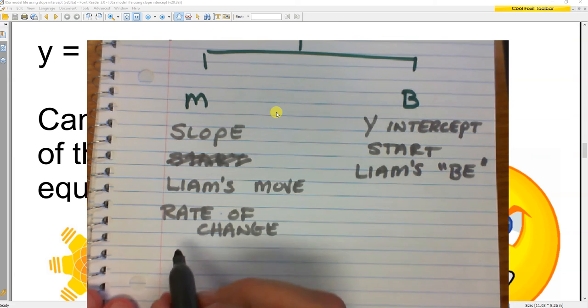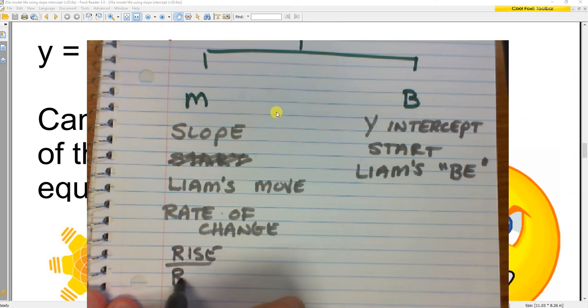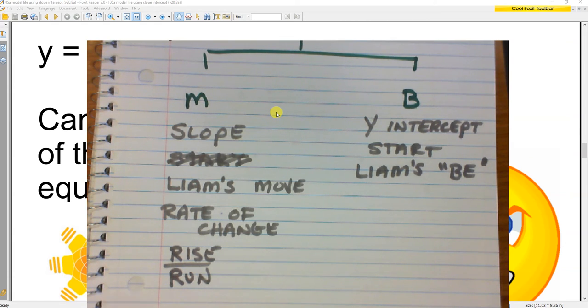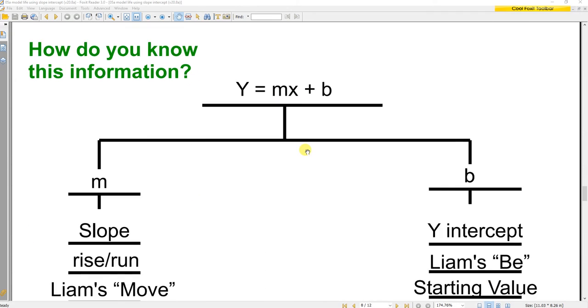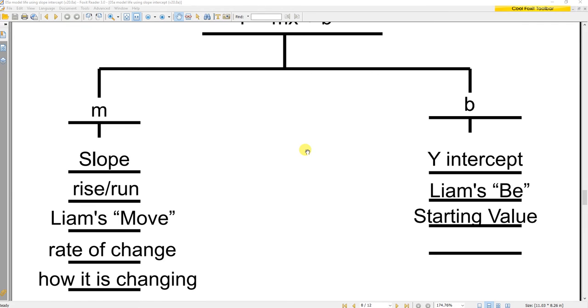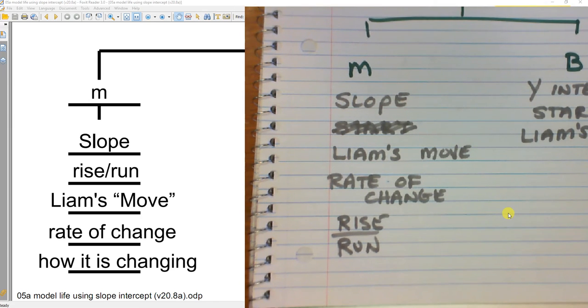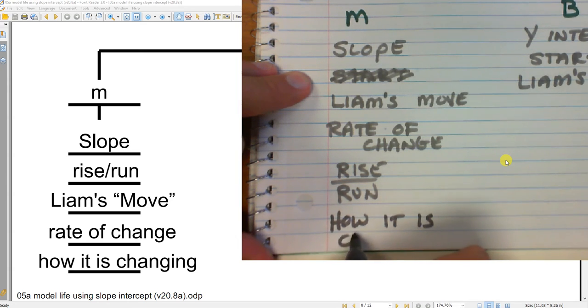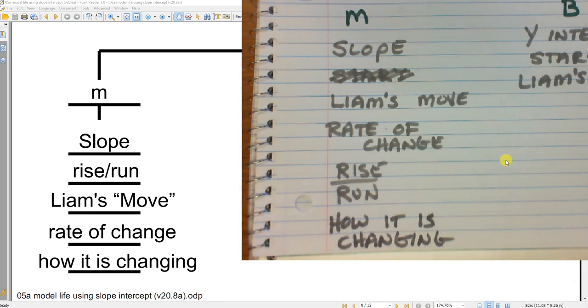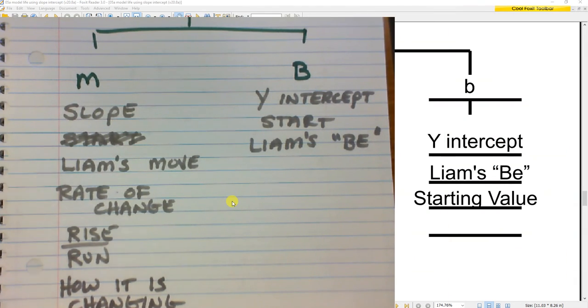Oh, what is m? M is slope, which is rise over run, right? So here's everything we know. Let's see what my notes say. M: slope, rise, Liam's move, rate of change, how it's changing. So the one thing I missed is how it's changing. Let's put that over here. And the other one, y-intercept, start. Okay, I'm happy so far. Are you happy? If you're happy and you know it, clap your hands.